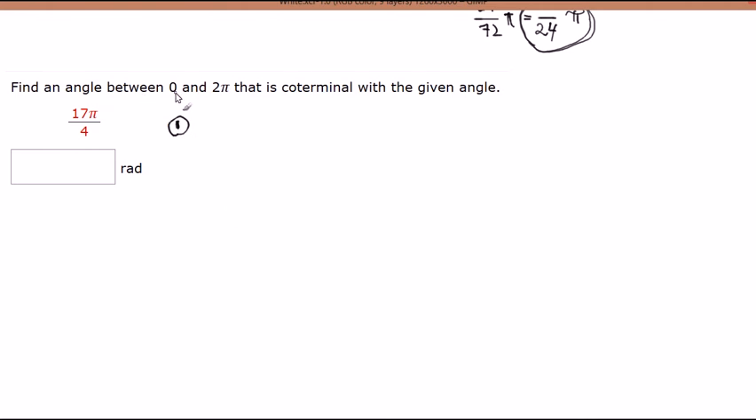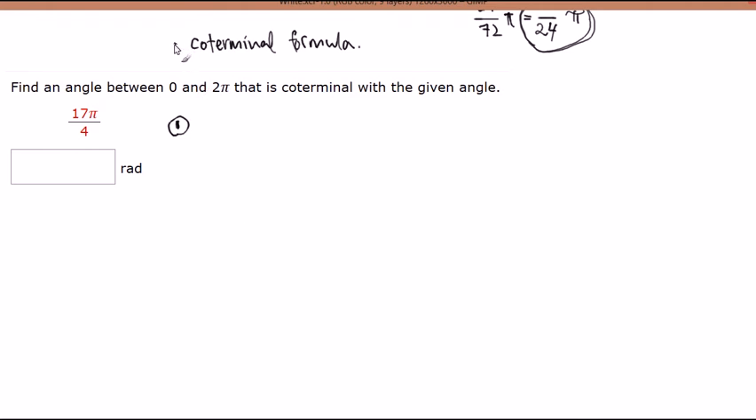So find an angle between 0 and 2 pi. Radian is missing, but it's radian. That is coterminal to the given angle. So there's a coterminal angle formula. That's the term I'm going to use. Coterminal formula, maybe. Do you remember what that is? Yesterday? Yeah. There's a 2 pi n, right? Or 360 times n. I hope you remember that.